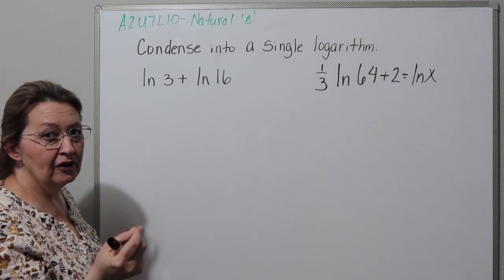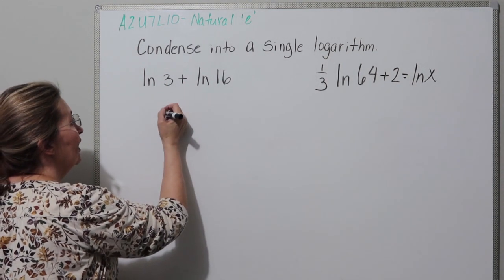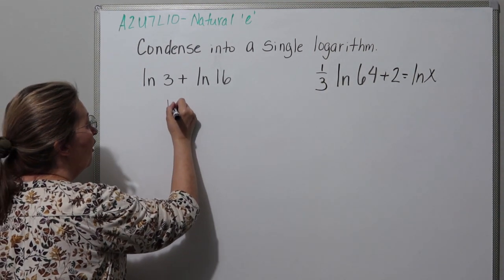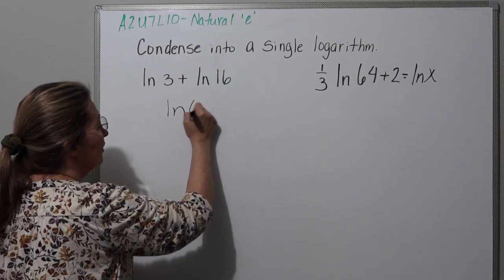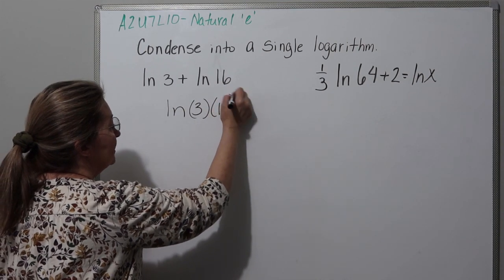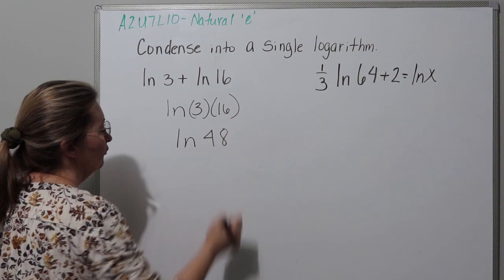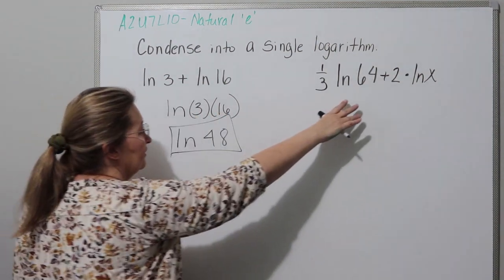This was called the product property, and it says if you have two logs with the same bases, both of these are log base e's, all we have to do is multiply those arguments together, and we get ln of 48. Next, let's look at this one.